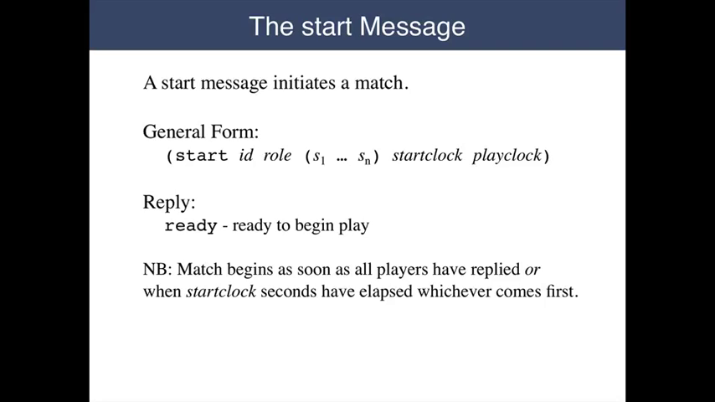A start message is used to initialize a match. The general form of a start message is shown here. The message begins with the keyword start, and that's followed by 5 arguments, namely a match identifier. It's a sequence of alphanumeric characters beginning with a lowercase letter that uniquely distinguishes the match. There's a role for the player to play, chosen from among the roles mentioned in the game description. A list of game rules, written as sentences in prefix GDL. A start clock in seconds, and a play clock, also in seconds.